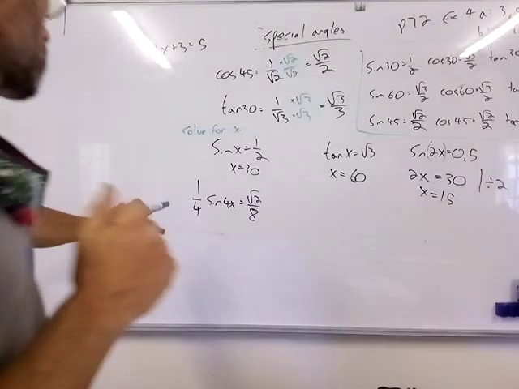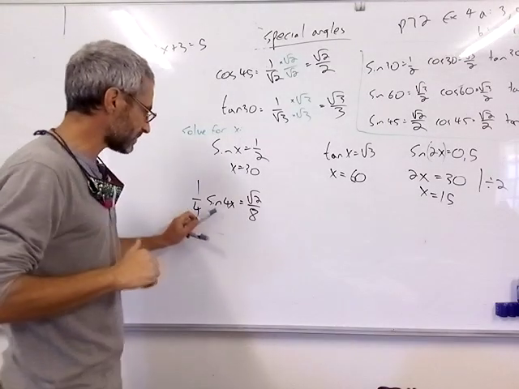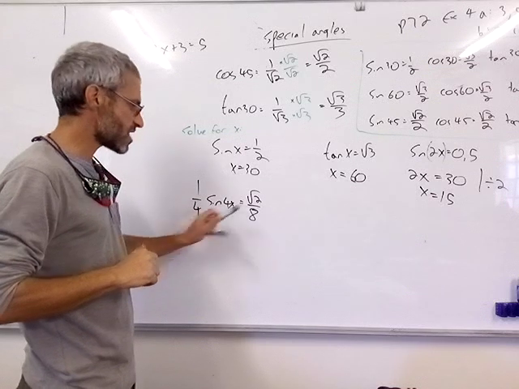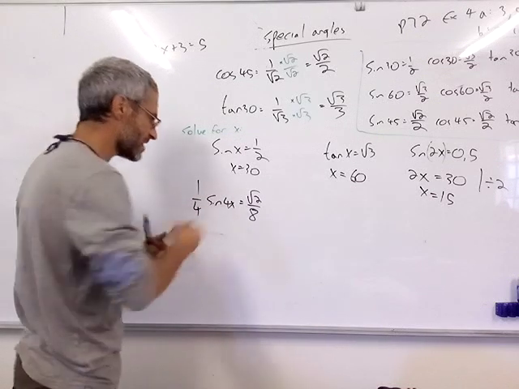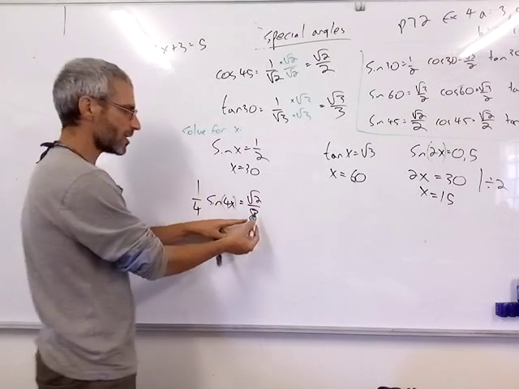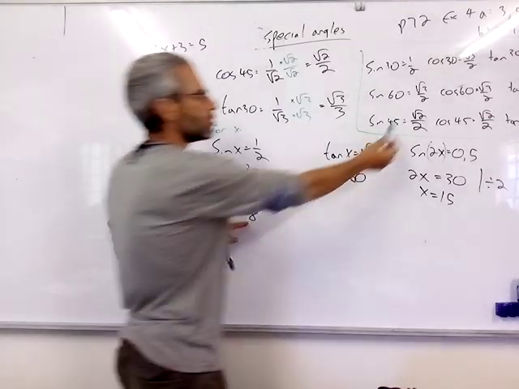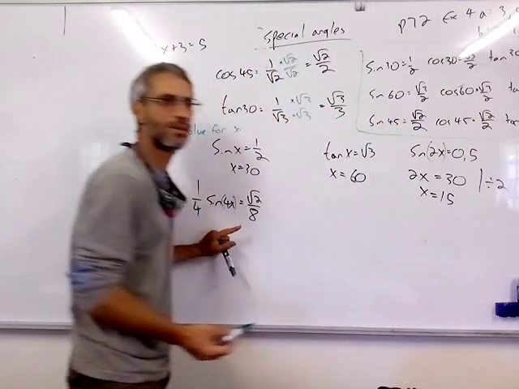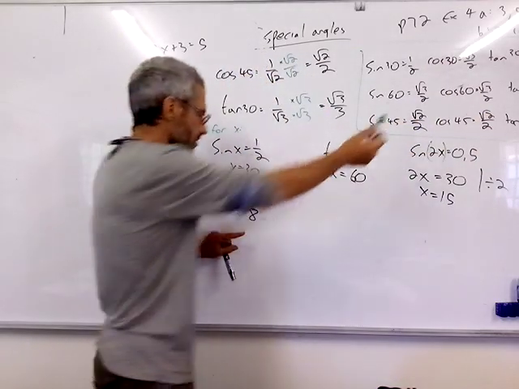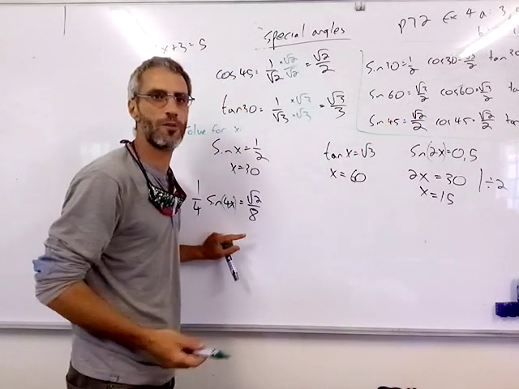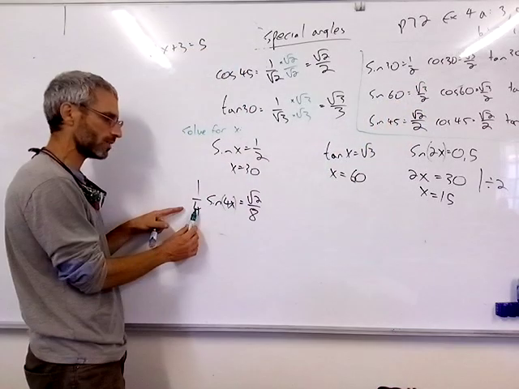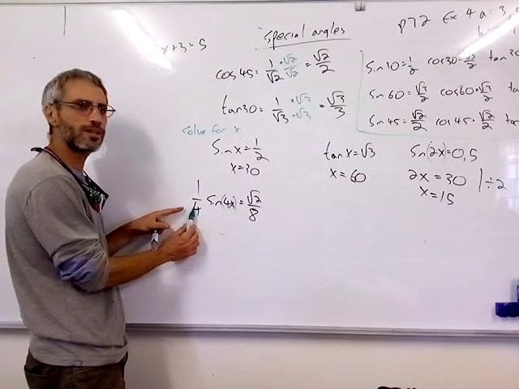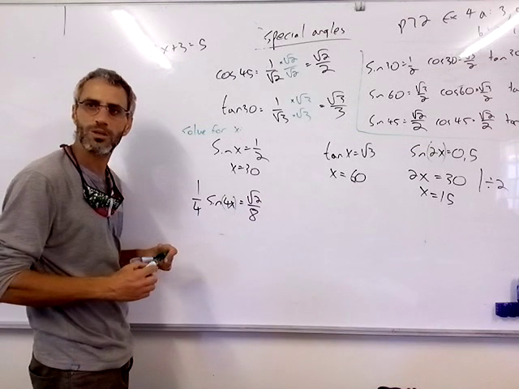Right. So a quarter times sine 4x equals square root 2 over 8. Now at this point, you might be looking for square root 2 over 8. I don't have anything like that here. You can't see any square root 2 over 8, and you won't, because I still have that one. I need to get rid of that quarter.